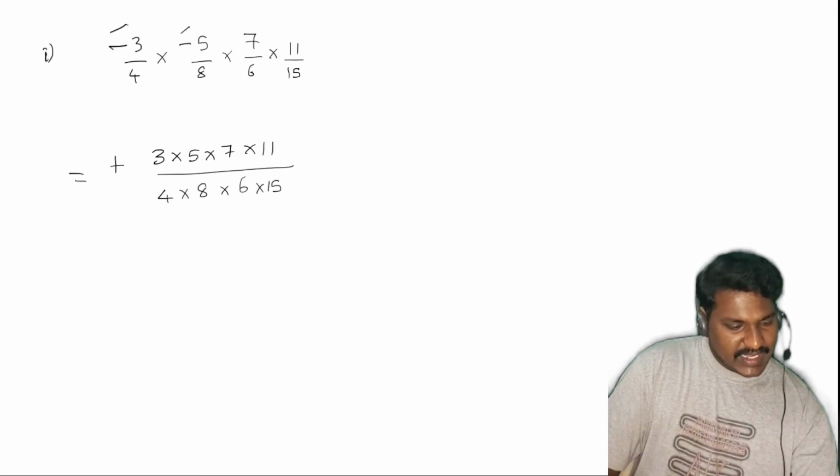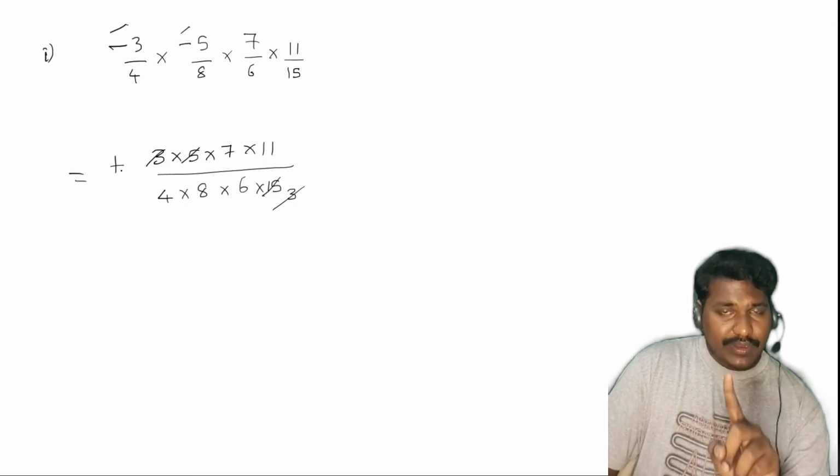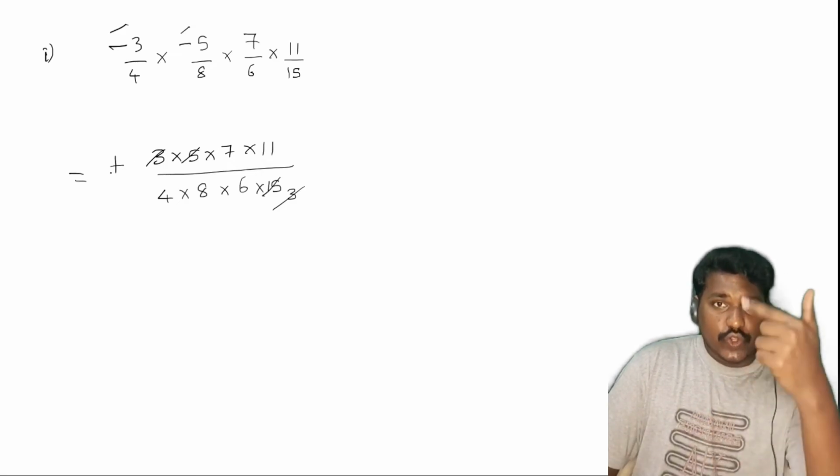So we can directly cancel here. 5 ones are 5, 5 threes are 15, and 3 and 3 get cancelled. Remember, we can only cancel the numbers which are in the numerator and denominator.